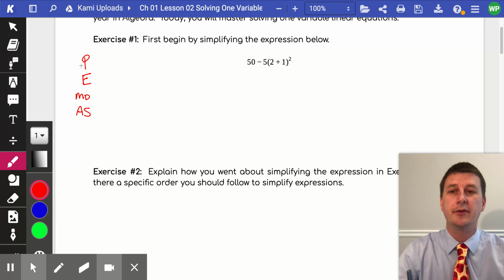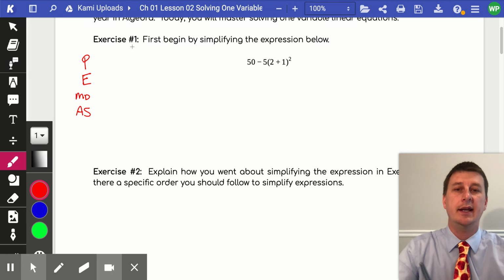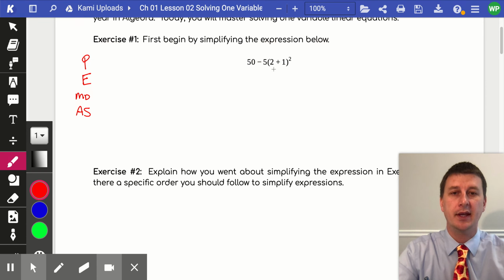So going through this checklist of what I see, I'm going to look for parentheses. And I do see parentheses. And I look inside those parentheses only. And I ask myself, is there anything that can be done inside those parentheses? Is there anything that can be simplified? And the answer is yes. I could simplify 2 plus 1.